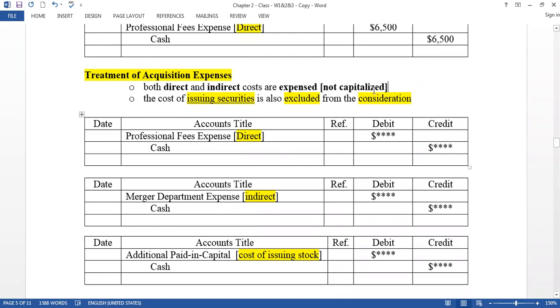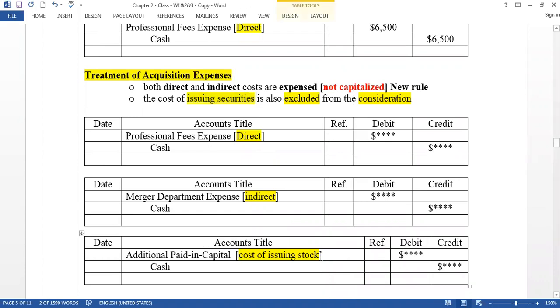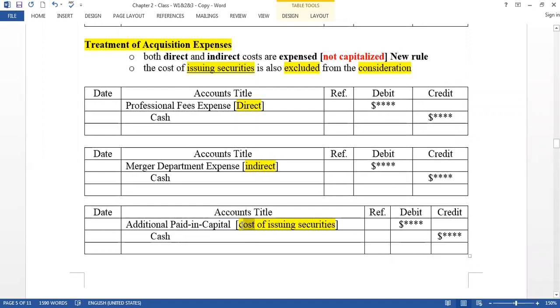This is the new rule. However, if we have any cost of issuing securities, then we have to exclude it. The cost of issuing securities, make it clear. If we have any cost of issuing securities, as it is cost, right? As it is cost, so additional paid in capital debit and cash credit.